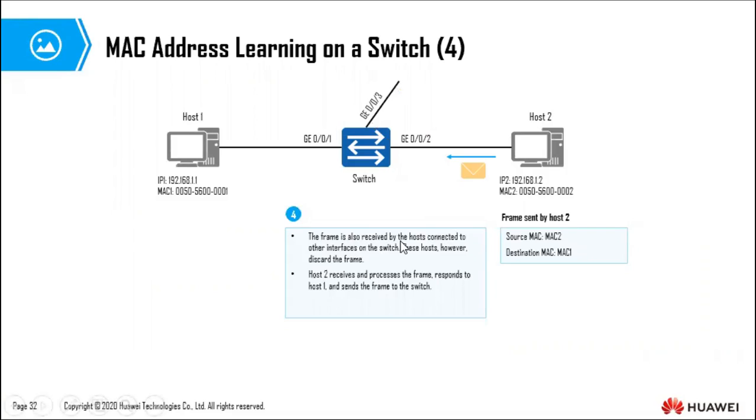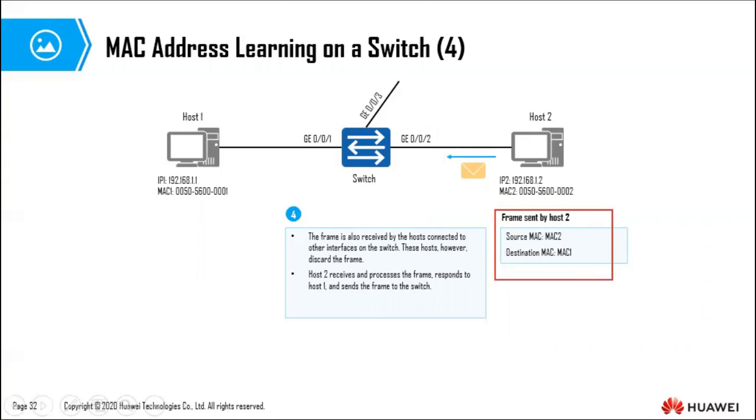So the frame is also received by the hosts connected to other interfaces on the switch. These hosts, however, will discard the frame. So we know that. So host 2 receives and processes the frame, responds to host 1, and sends the frame to the switch. So host 2 has received it, then it creates a reply.